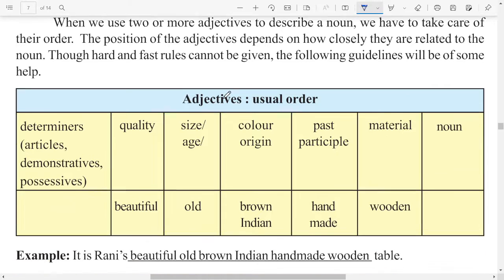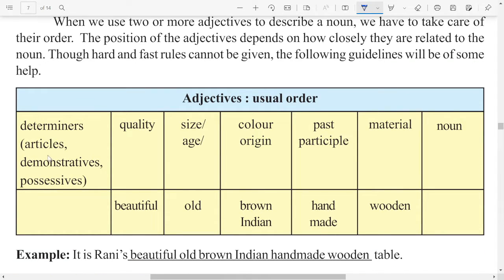noun. If you look at this order of the adjectives, first you have determiners. Determiners in the sense they can be articles, they can be demonstratives, they can be possessives. Articles means a and the. Next, demonstratives in the sense this, that, these, those. Next, possessives. Possessives are my, your, our, his, her, their, all this. These are called the possessives in the first case.